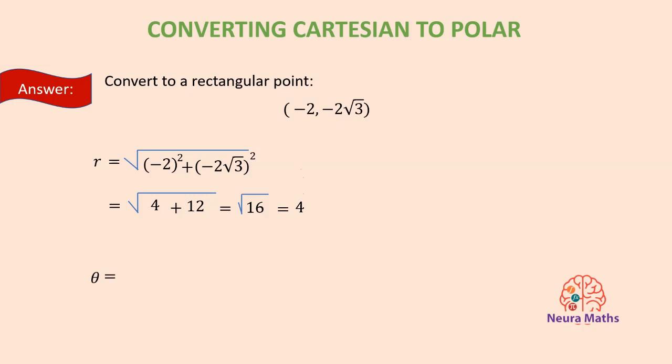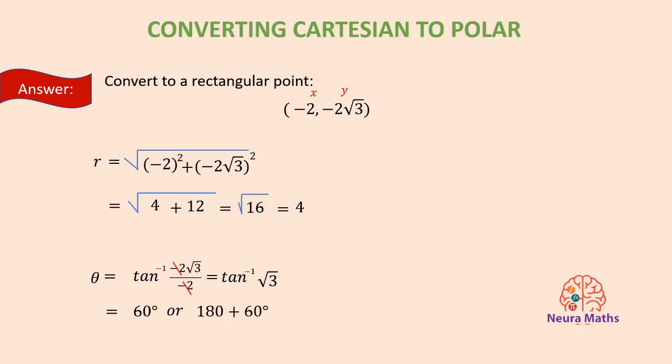What is the value of the polar angle, theta? The value of theta is equal to arctan of y over x, so theta equals arctan of -2 root 3 over -2, which is root 3. What is the measure of the angle whose tan is root 3? The angle whose tan is root 3 is 60 degrees or its reflection 180 plus 60.